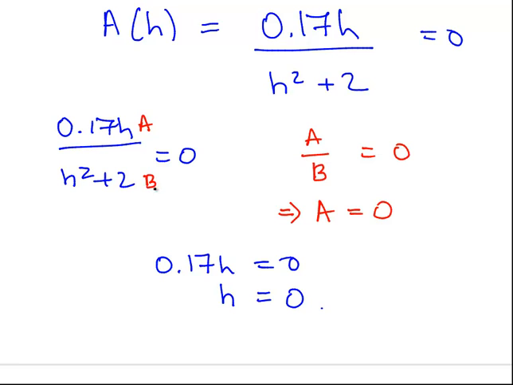And this is the denominator. So this sort of avoids the divide by 0 problem. If we have a fraction a divided by b, and that's equal to 0, necessarily you conclude that a is equal to 0, because you can't divide by 0. B can't be 0. So 0.17h equals 0. Therefore, just reworking that, h is equal to 0.